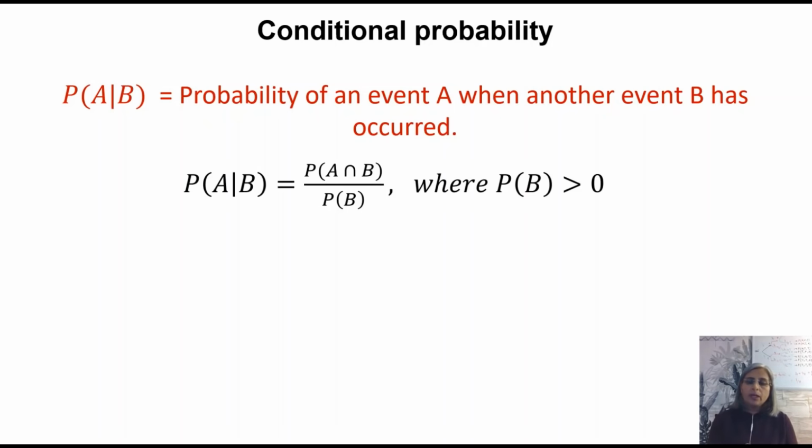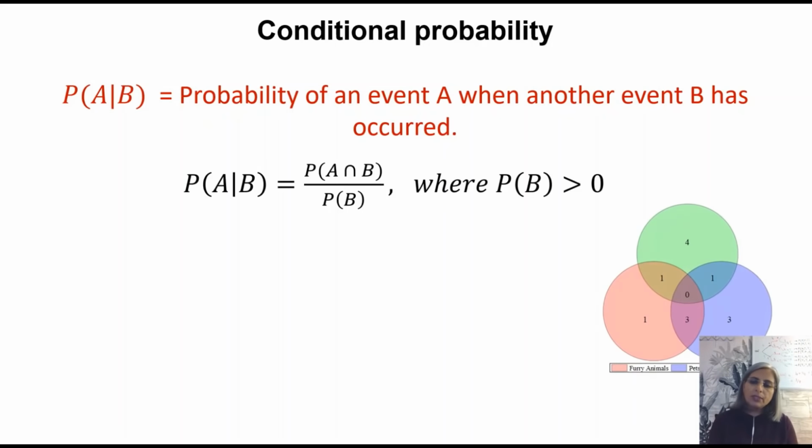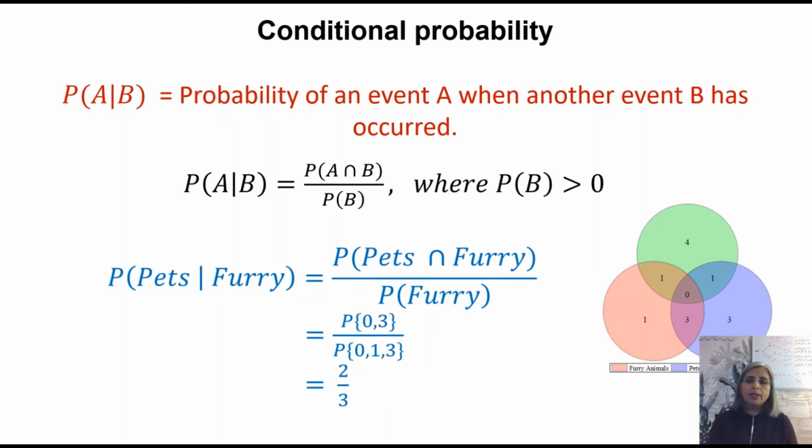Okay, again, back to our animals example. This is a beautiful example that helps us evaluating a lot of things. And we are interested now in evaluating the probability of the number of elements that are pets, given that they are furry as well. So we will compute the probability of the intersection, those number of animals which are pets as well as furry, divided by the probability of an animal being furry, the number of animals that are furry only.